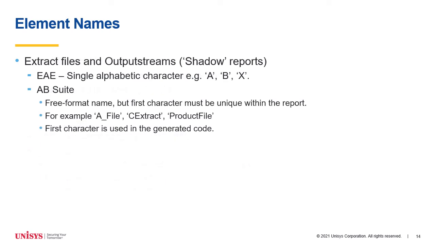In EAE, extract files and output streams, or shadow reports, are identified with a single alphabetic character. In AB Suite, they can have a free format name, but the first character of that name must be unique within the report. For example, A file, C extract, product file, and it's that first character which is used in the generated code.